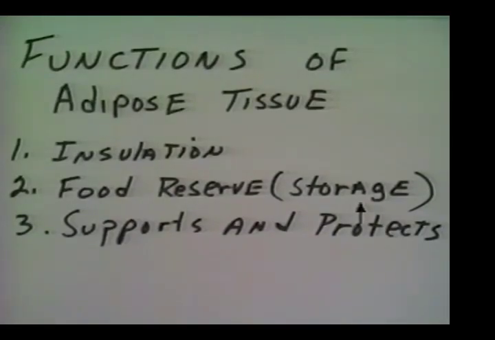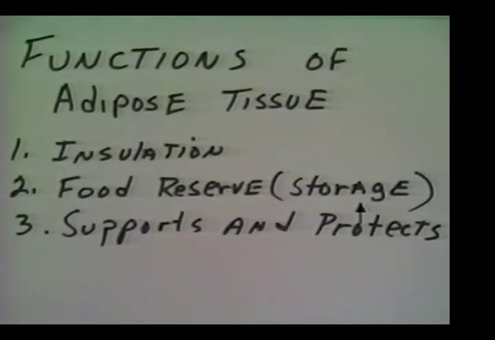The next connective tissue that we want to look at is adipose tissue, or fat tissue. Adipose tissue provides insulation for the body, provides a food reserve or storage of food in the form of fat or oil droplets, and it provides support and protection for certain areas of the body. The largest area of fat or adipose tissue concentration is in the subcutaneous layer of the skin. We also find large areas of fat around the heart, around the kidneys, and at joints.